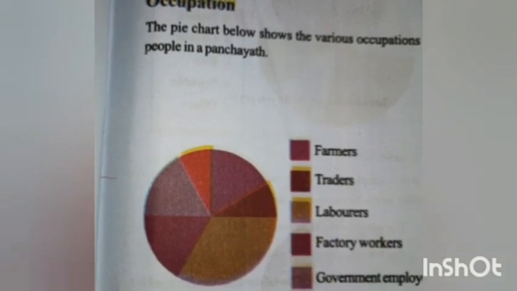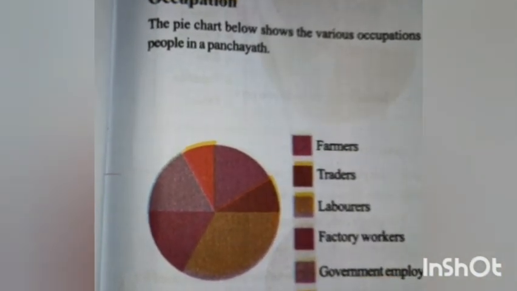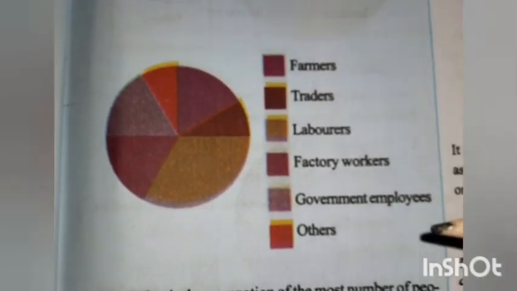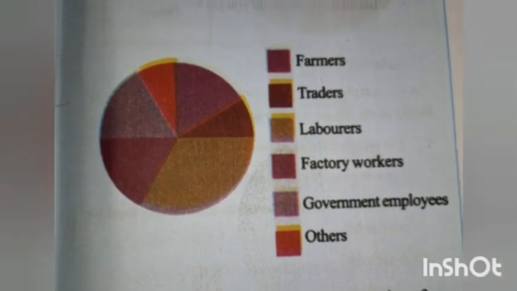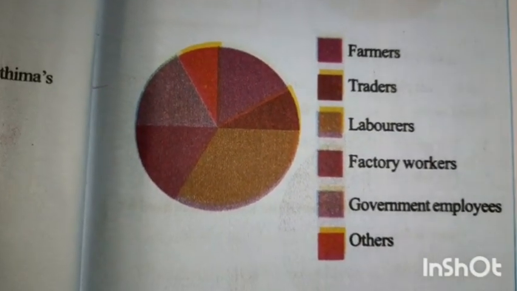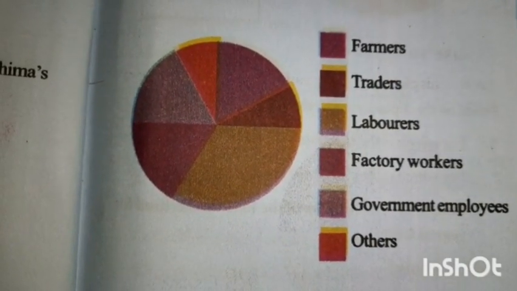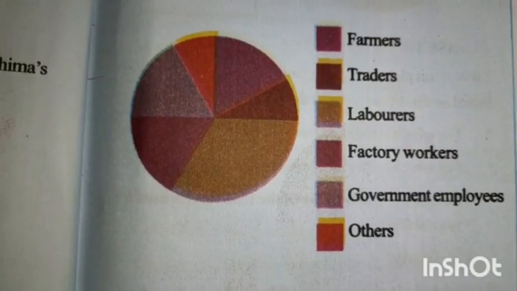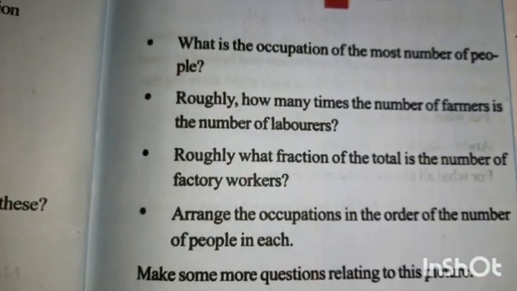This pie chart shows the various occupations of people in a panchayat. They are farmers, traders, laborers, factory workers, government employees and other workers also. In the panchayat, the people have different types of occupations. That is given in the pie chart. Some questions are given here, and you have to fill them in.